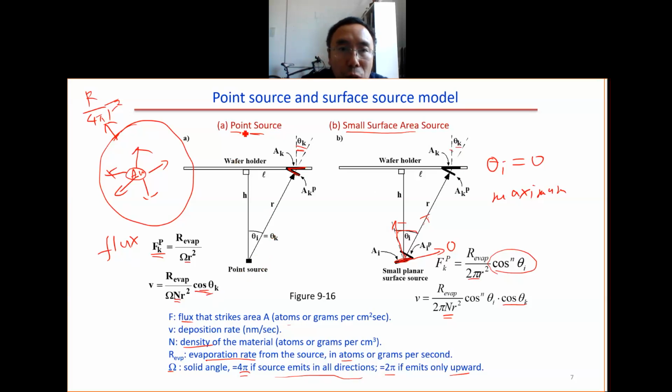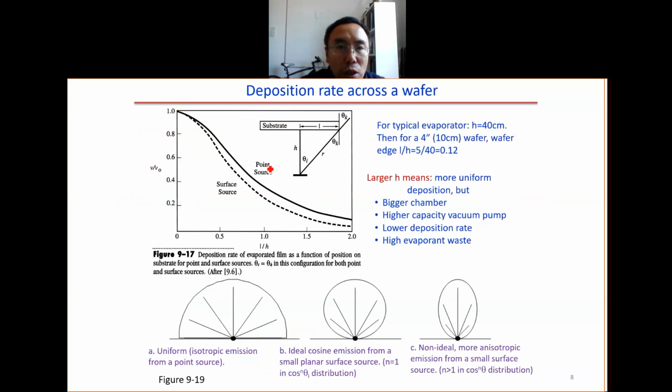So we can draw it, point source or small surface area source. This is the point source, this is the small surface area source. So here is L over H. You put the wafer, this is the wafer, and the distance from the wafer center is L. The distance from the source to the wafer is H.